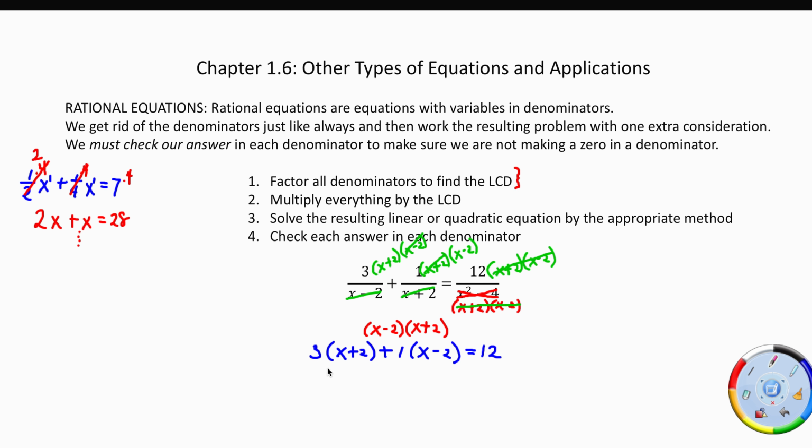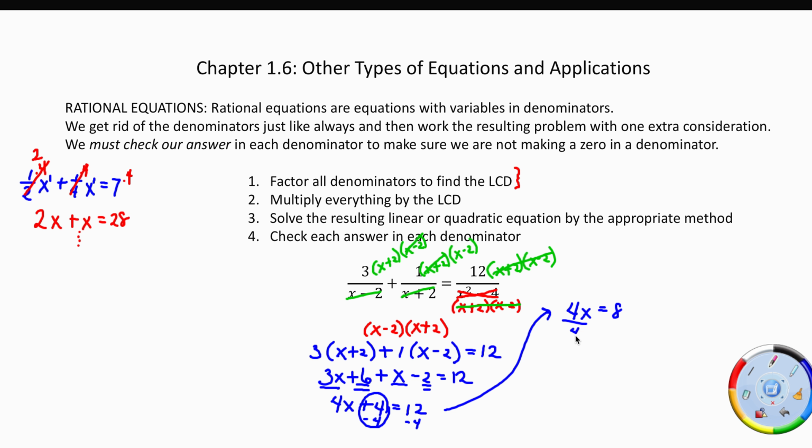So first step, distribute and get rid of those parentheses. 3x plus 6 plus x minus 2 equals 12. It's just a linear equation, so I'm just going to combine my like terms here. 3x plus x is 4x. 6 minus 2 is a positive 4. Because it's linear, I'm just going to move all the constants to the other side of the equation to get that x term all by itself, and then divide by 4. x equals 2.